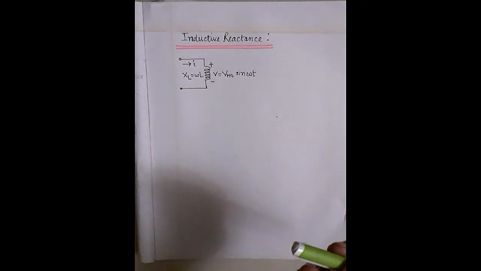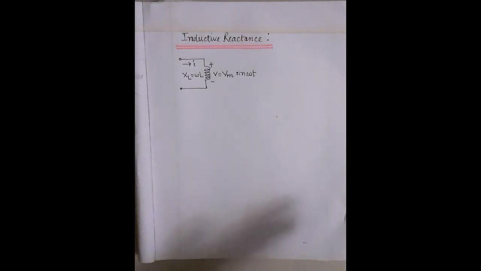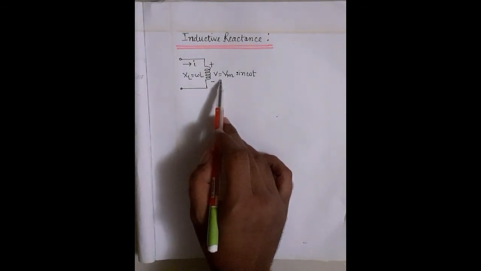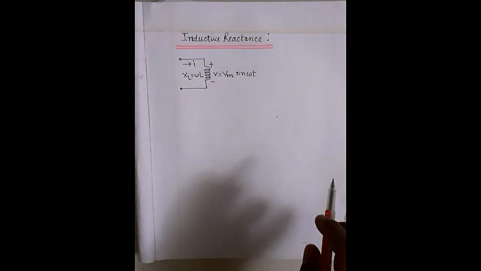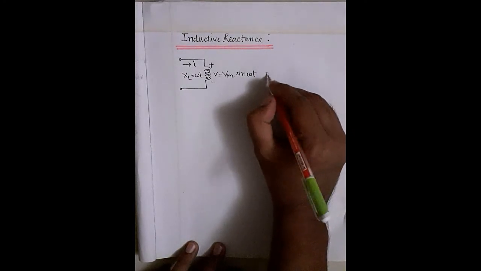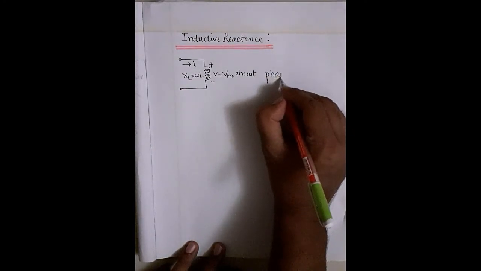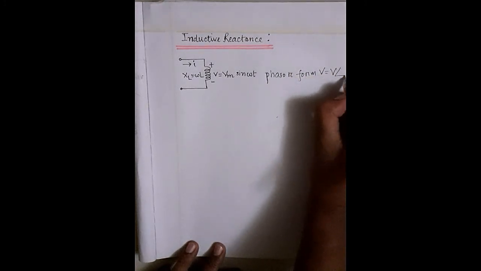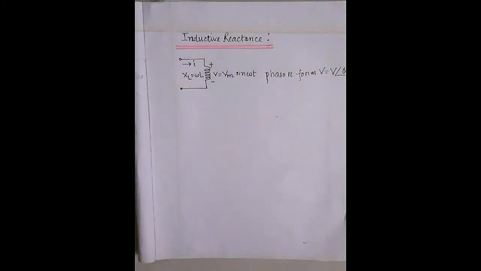And previously we knew that in an inductive circuit, voltage leads the current by 90 degrees. This is a thumb rule, and you must need to know this one. This is a very common thing you need to remember. So as you can see over here, V is denoted with V is equal to Vm sine omega t. In phasor form, we can write it as V is equal to V of 0 degrees. So you need to remember this one.